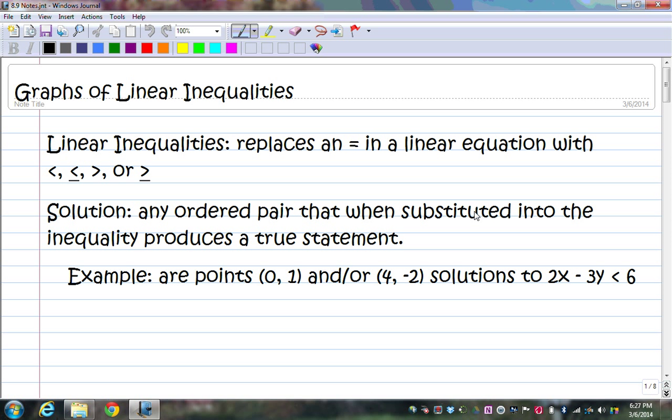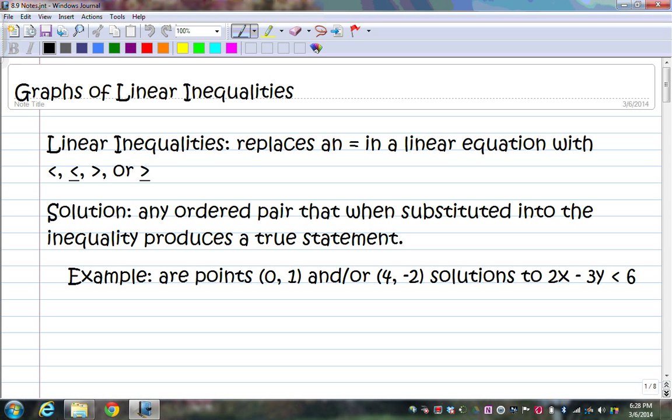Here, a solution is any ordered pair that when substituted into the inequality would produce a true statement, because it's actually going to be a whole slew of possibilities. It's going to be one side of the line, a region. For example, here I have 2 points, (0, 1) and (4, -2), and I want to know if they're solutions to 2x - 3y < 6.